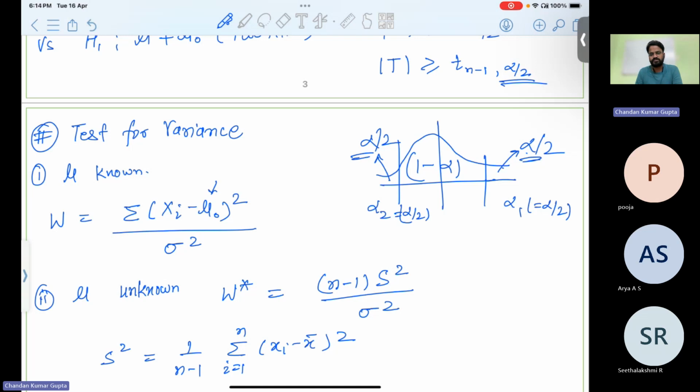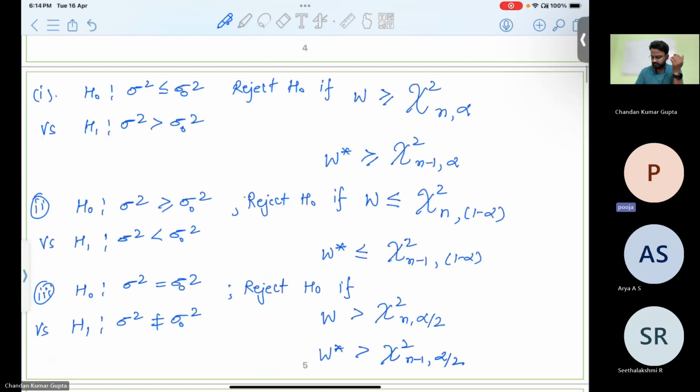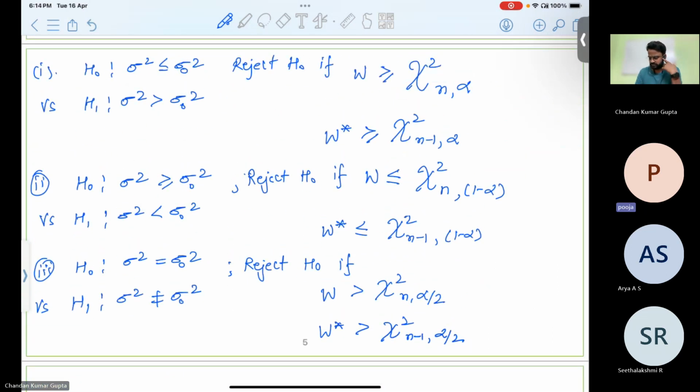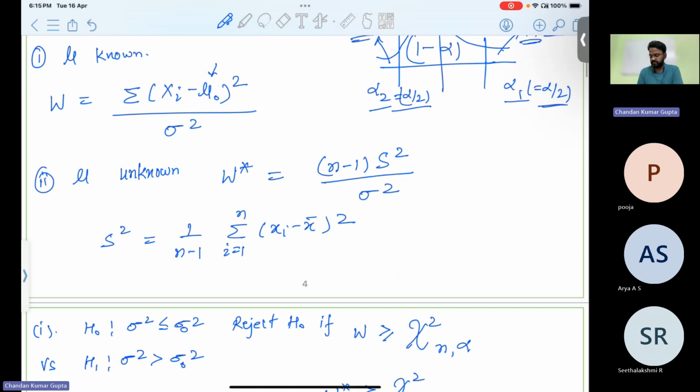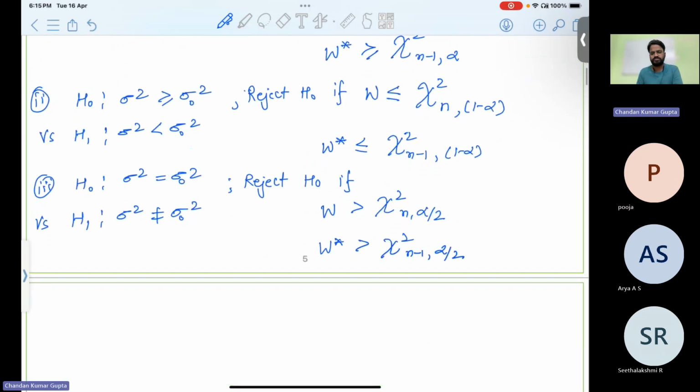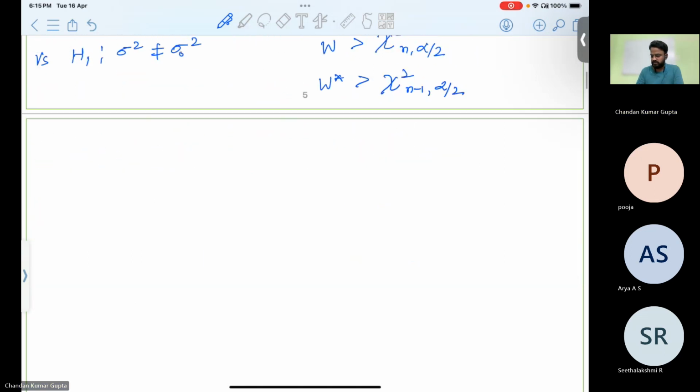Excuse me, sir. Yes. Hello. In the last line, is this alpha by 2 or 1 minus alpha? It is alpha by 2. Actually we have considered it like this. We have just, for notation purpose, taken alpha by 2 and alpha by 2. Okay, sir. It is alpha 1 and alpha 2, which may or may not be equal. That's why. We will solve the questions and then you will definitely get this.